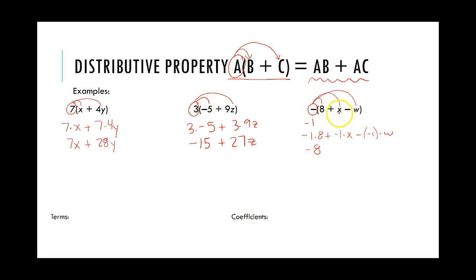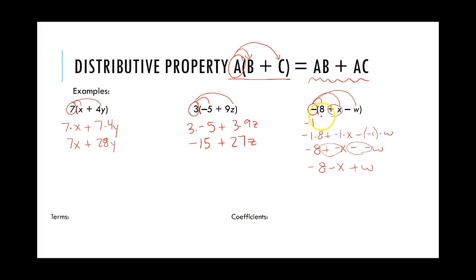The X was a positive X because of this out front of it, and it's now going to be a negative X. If I ignore the subtraction sign, a -1 times W is now going to change that to a negative W. And if I drop these signs down, it looks kind of complicated, so let's simplify it. So -8 plus a negative X is the same thing as saying -8 minus X. And a negative right here makes it a positive W.